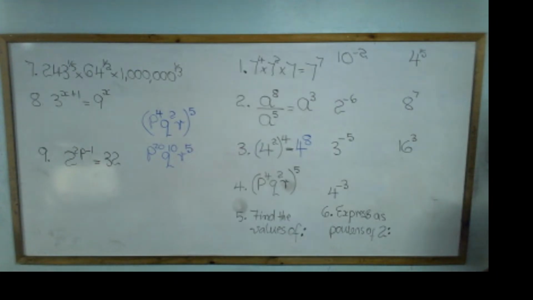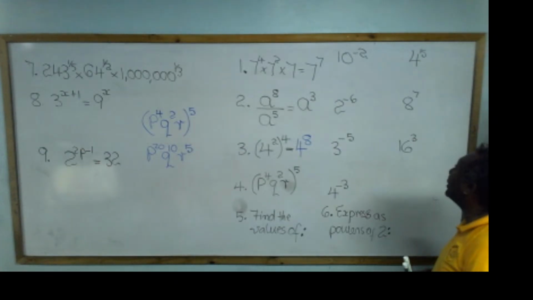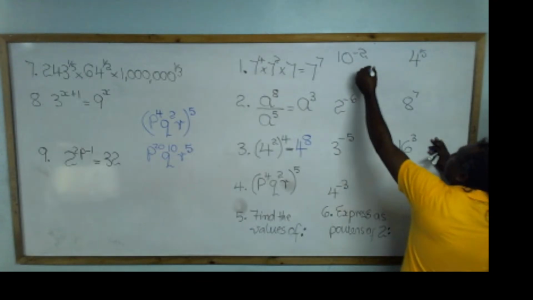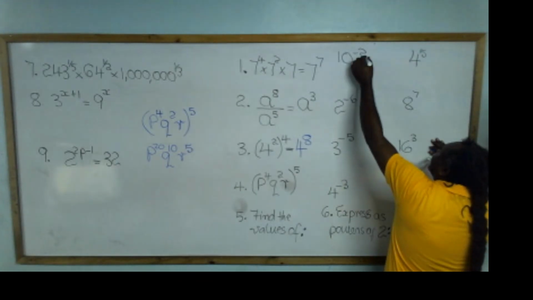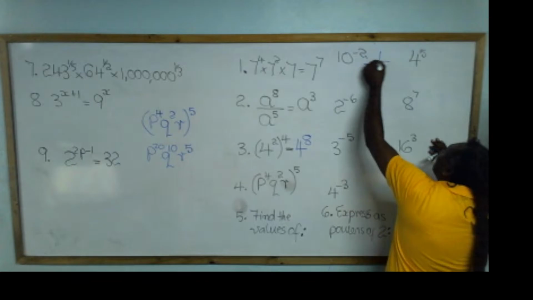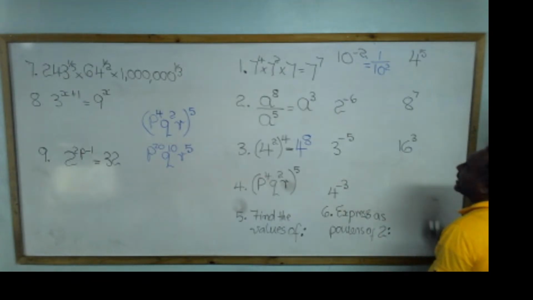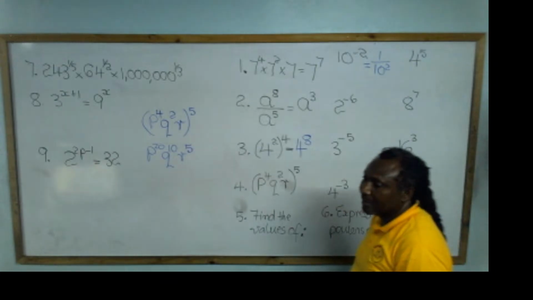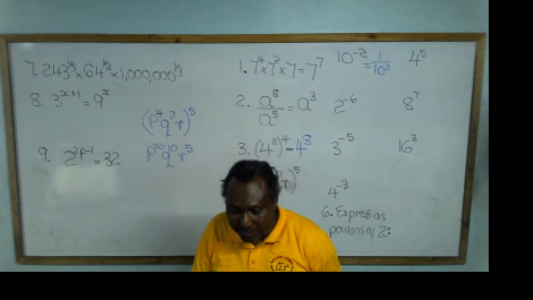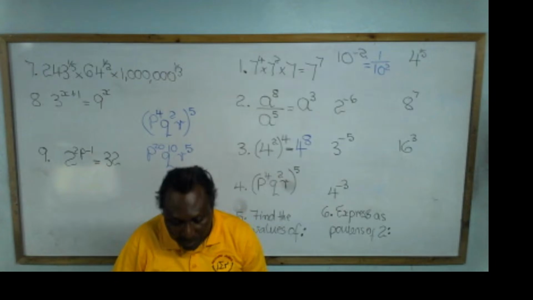Find the values of 10 to the negative 2. We have a negative index. We do the reciprocal and change the sign of the index to positive. So when the index is negative, we do a reciprocal and change the sign of the index to positive.